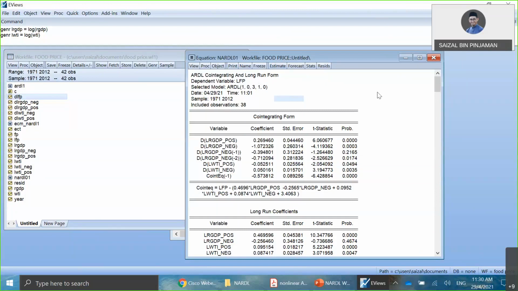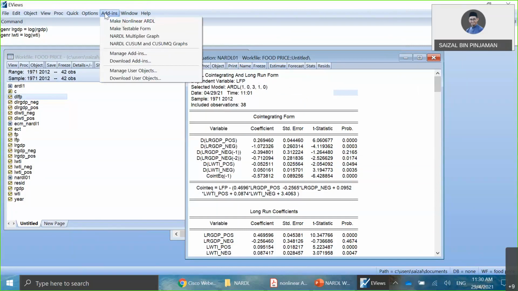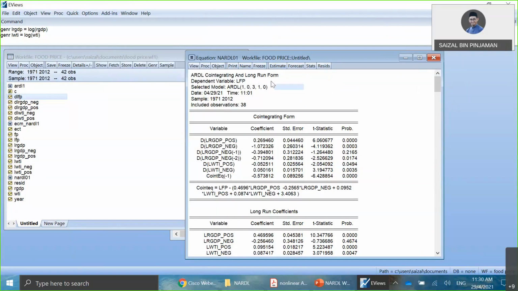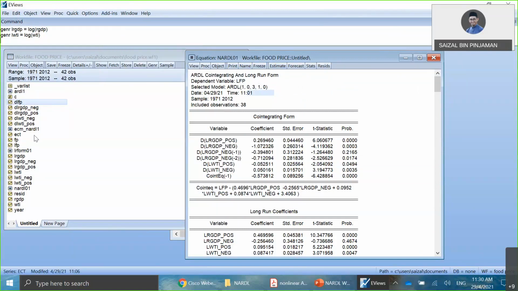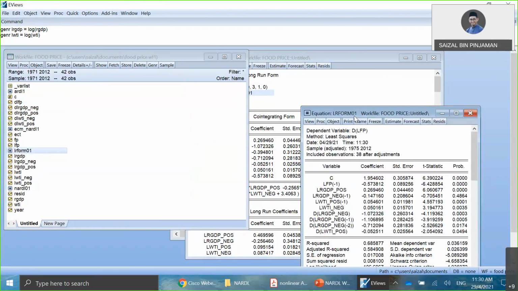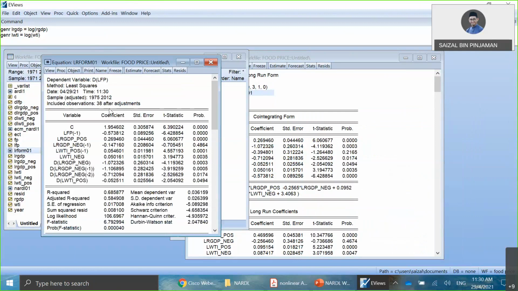Because apart from that, another method is by using what we call the testable form. You can run the NARDL in the short run as well as in the long run by using this testable form as well. Here you will automatically have the long run form, but the value will be the same as what we have done before. So here we have the short run relationship and the long run relationship.